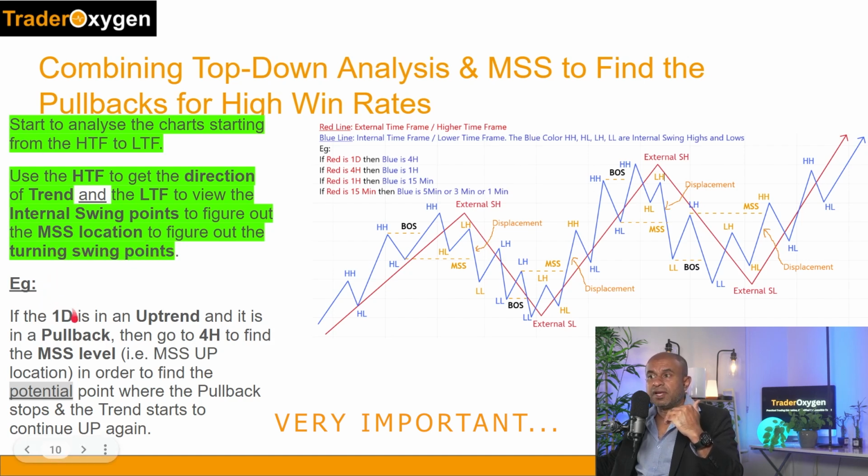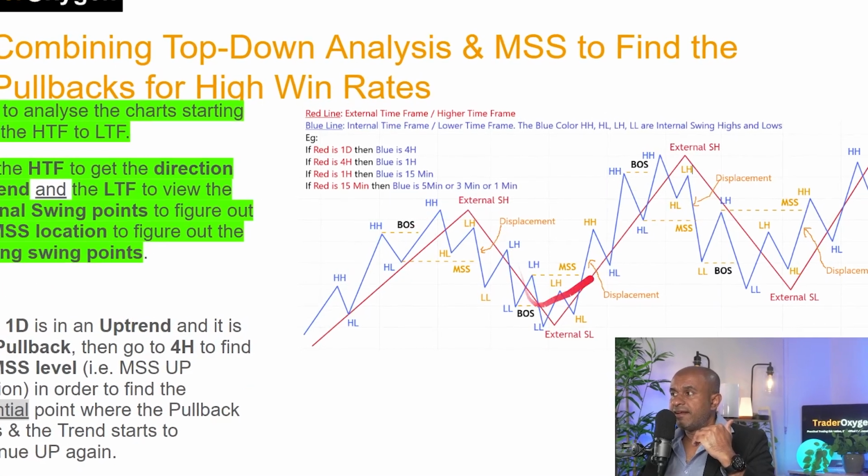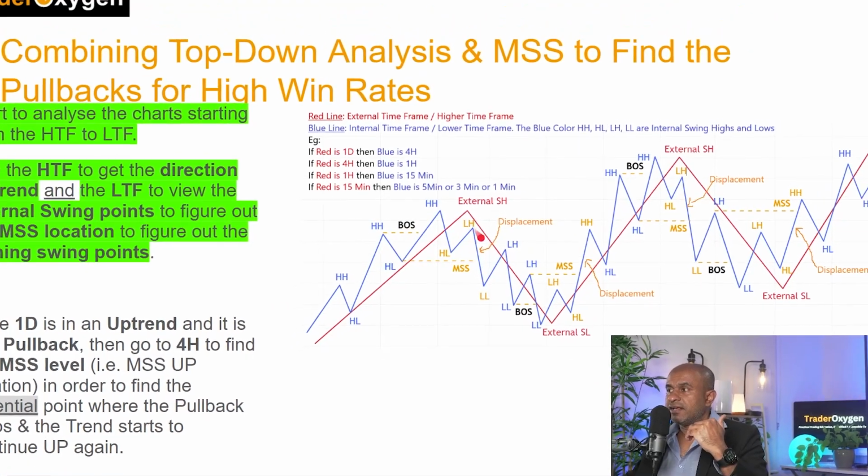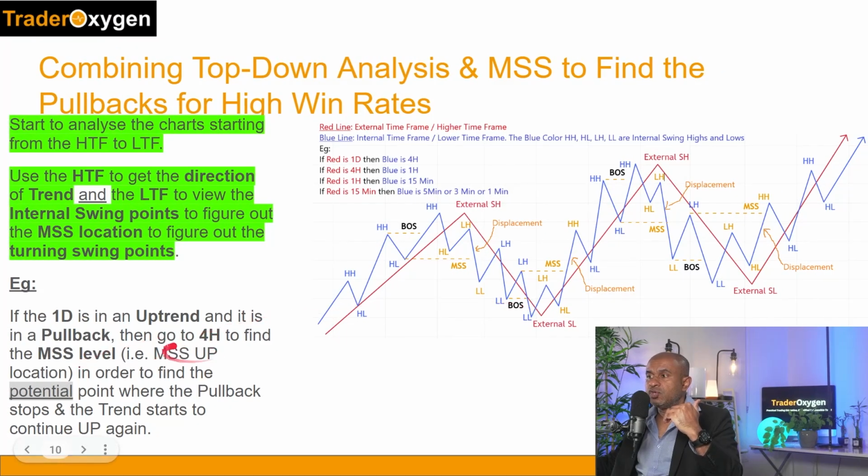For example, if the daily, red color, is in an uptrend, and let's say it's in a pullback, during the pullback of the daily you will go to the 4-hour and look for the market structure shift. If you see the market structure shift, that potentially confirms the pullback is over, and then you can start buying again in these 4-hour locations because your daily uptrend has started again. Okay, let's see another example.